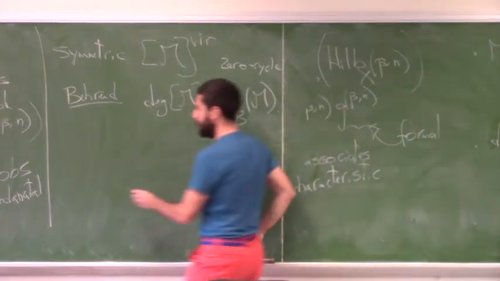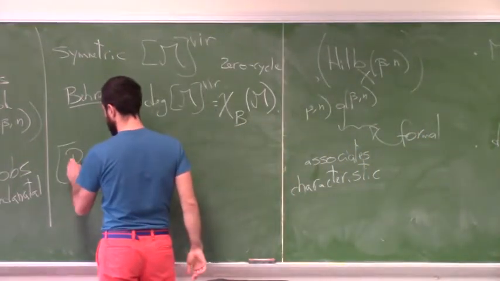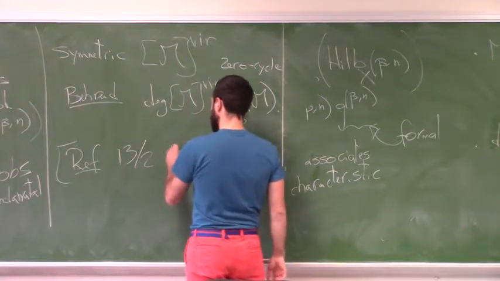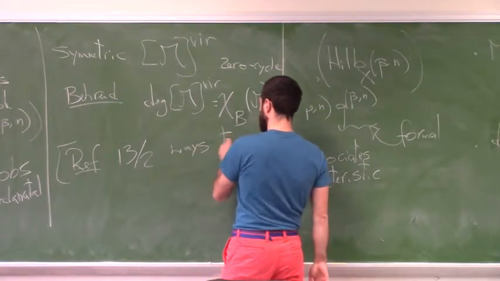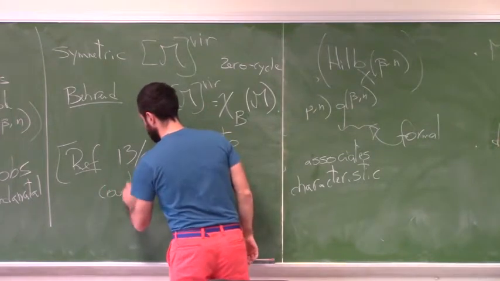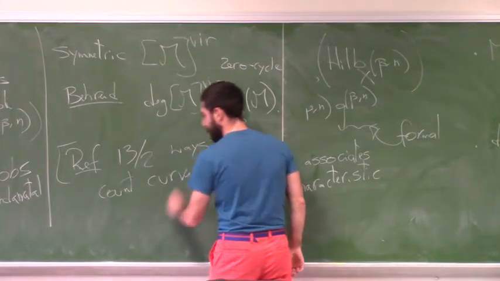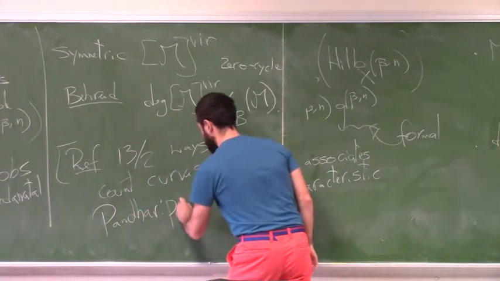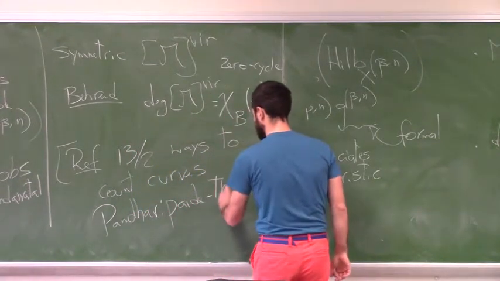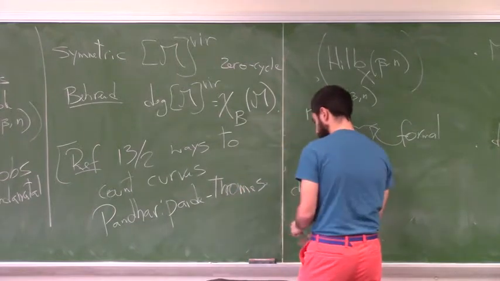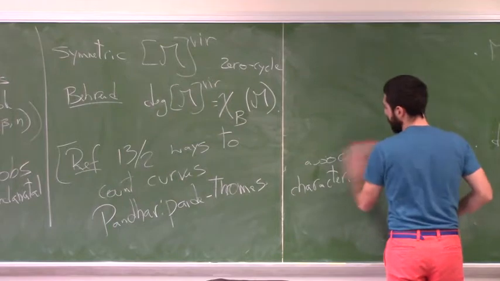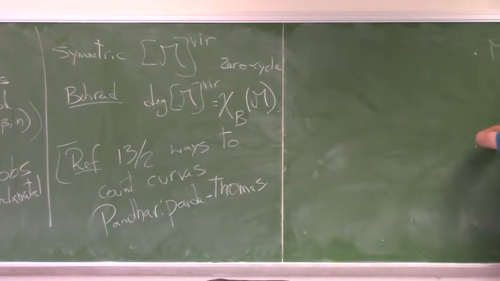By the way, I should mention that a good reference for curve counting in general is this paper, 13.5 ways to count curves, by Pandharipande and Thomas. There's an overview of many counting theories, including Gromov-Witten theory and Donaldson-Thomas theory.